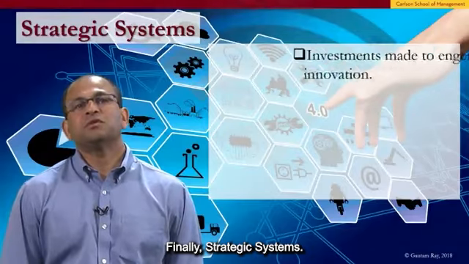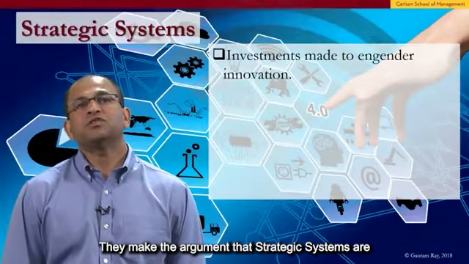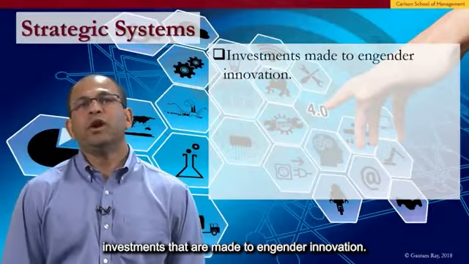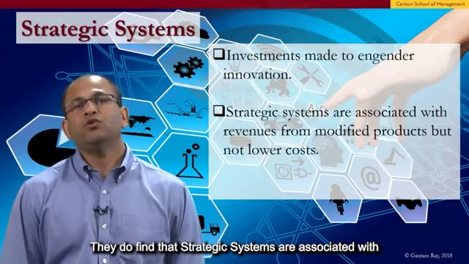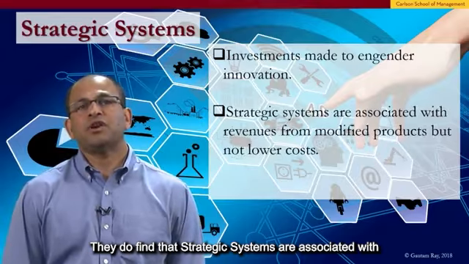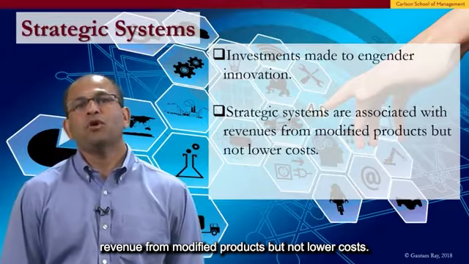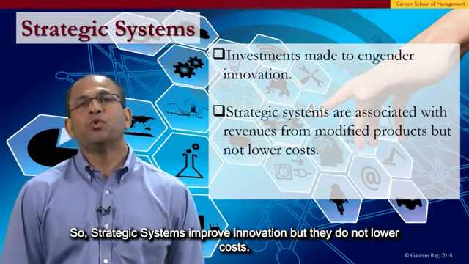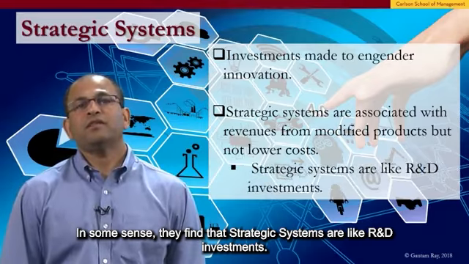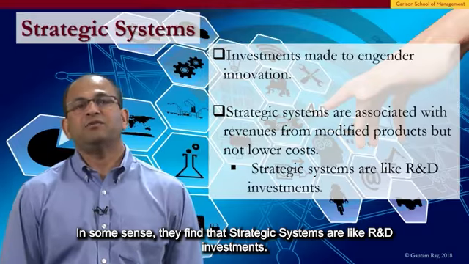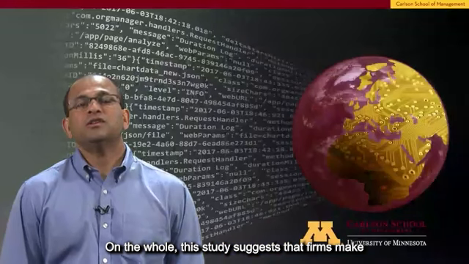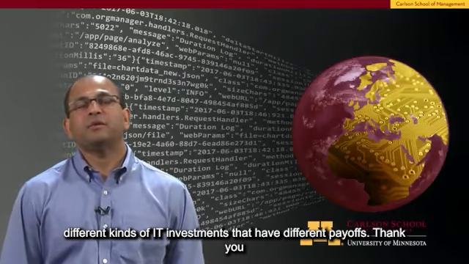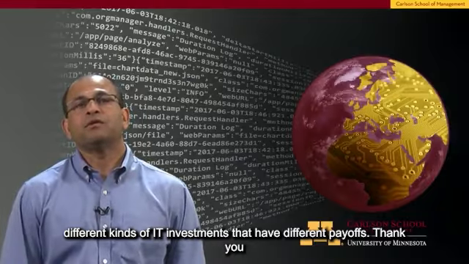Finally, strategic systems. They make the argument that strategic systems are investments that are made to engender innovation. They do find that strategic systems are associated with revenue from modified products, but not lower costs. So strategic systems improve innovation, but they do not lower costs. In some sense, they find that strategic systems are like R&D investments. On the whole, this study suggests that firms make different kinds of IT investments that have different payoffs.